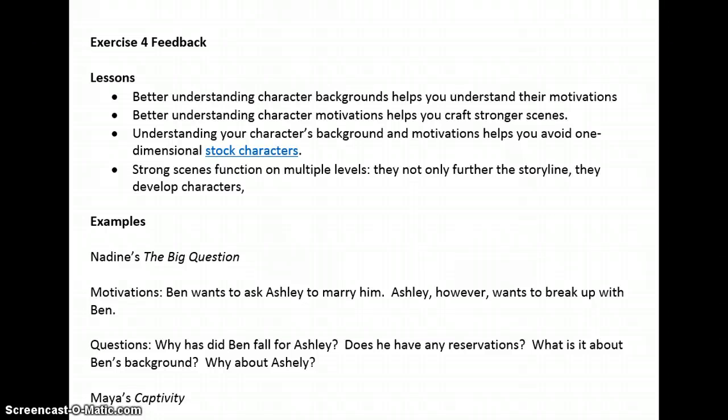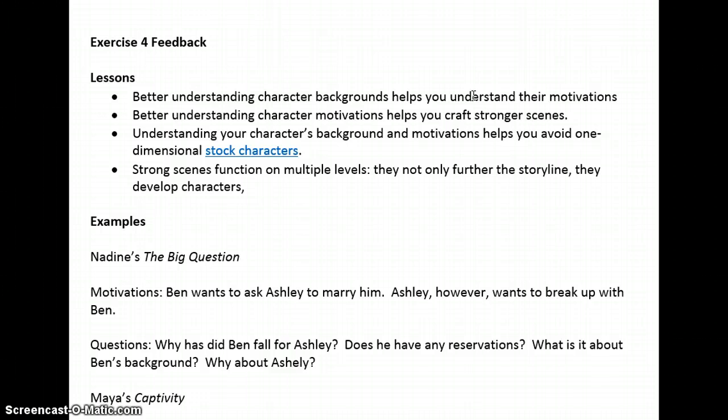Better understanding character background helps you understand their motivations. I can't really stress that enough. The more you can dig down into your characters, understand who they were, what made them who they are, will better help you understand what is motivating them inside a story. All of you should do this for all of the characters in your stories. Know who they were, how did they grow up, where did they grow up, where are they from, what makes them tick. That kind of information helps you craft stronger scenes.